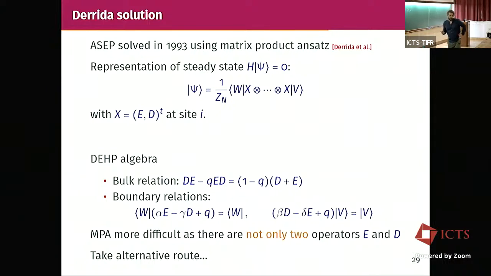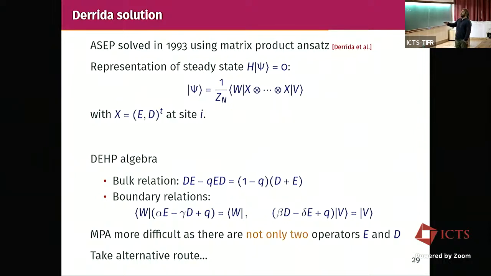So the idea is a bit the following. You're looking for a state on which H, your stochastic Hamiltonian, is equal to 0. This is called the steady state. The ansatz is the following. You write a tensor product of these x's, where x's are two vectors containing matrices, or operators, E and D, and then you sandwich this with W and V. After doing the sandwich in this operator space where E and D live, this thing will be a 2 to the n vector. If you have not seen this before, it's no worries. We are not using this method immediately, but this is how you would conventionally solve the ASEP nowadays.